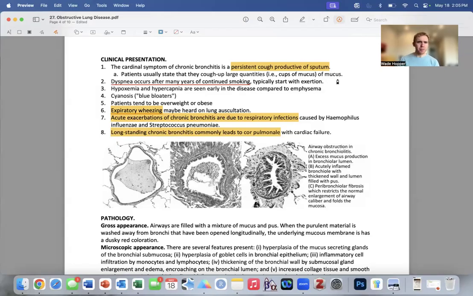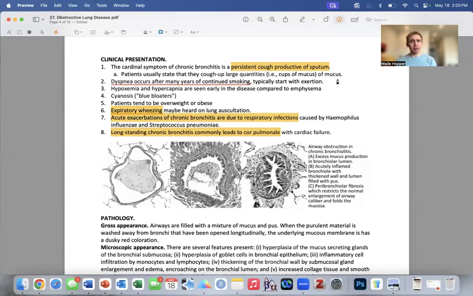These patients get dyspnea. You get an ABG. They've got decreased resting levels of blood oxygen, increased blood CO2. Cyanosis, that's extreme and end stage. That's the extreme manifestation of chronic bronchitis.